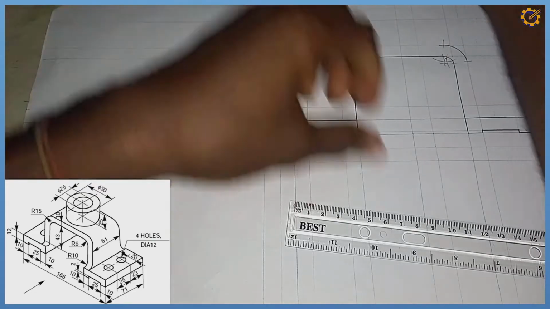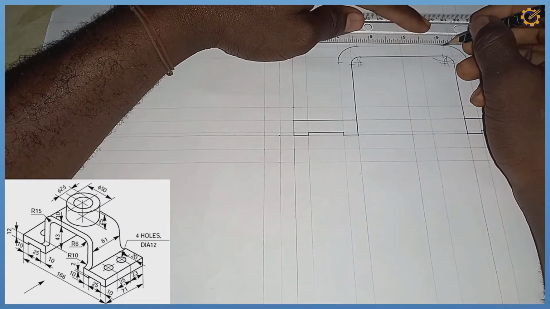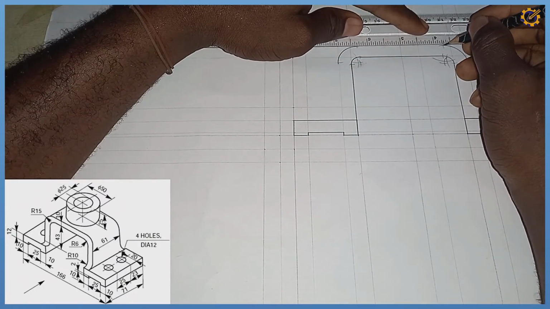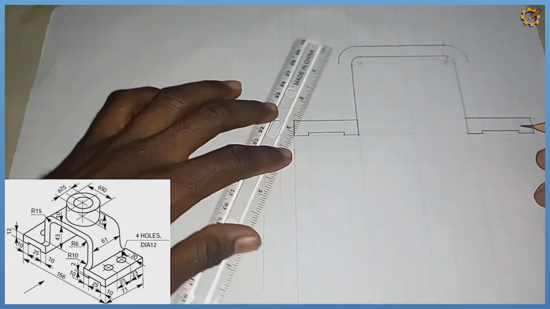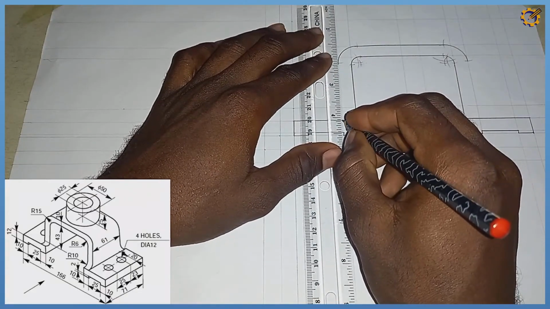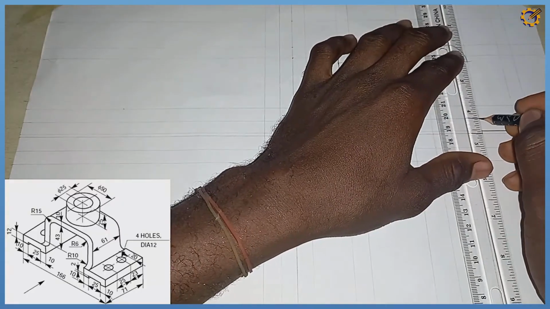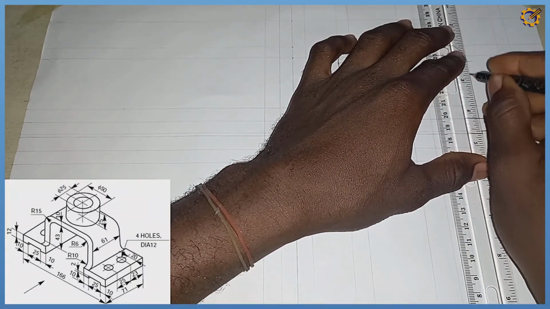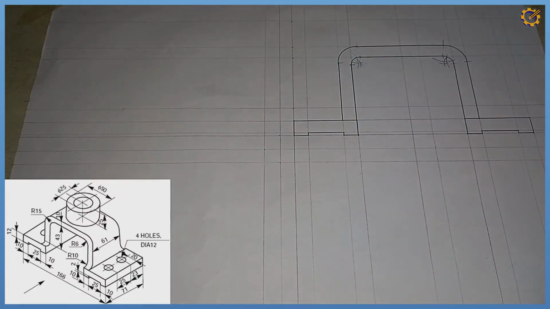Okay. So after drawing that, the next thing is pick my ruler. Tangentially to each other, I'm going to join these two arcs. Okay. Then pick my ruler to the bottom right here. Tangential to the arc, I draw. To the bottom right there, tangential to the arc, I also draw. Okay. So that is it right there.